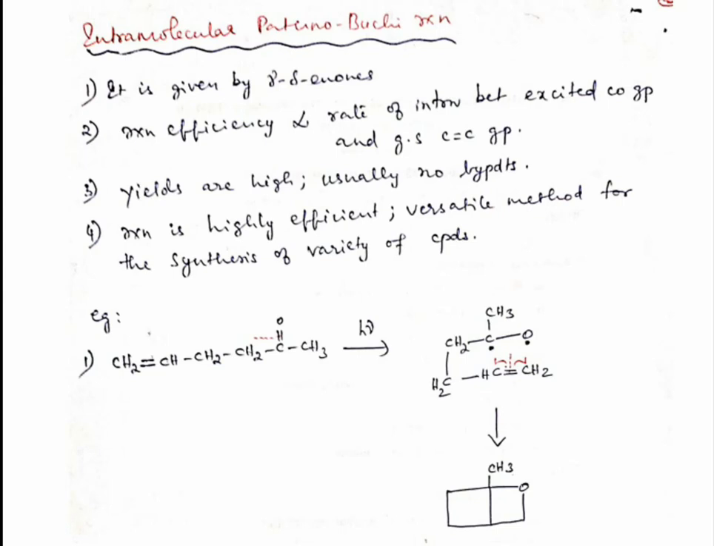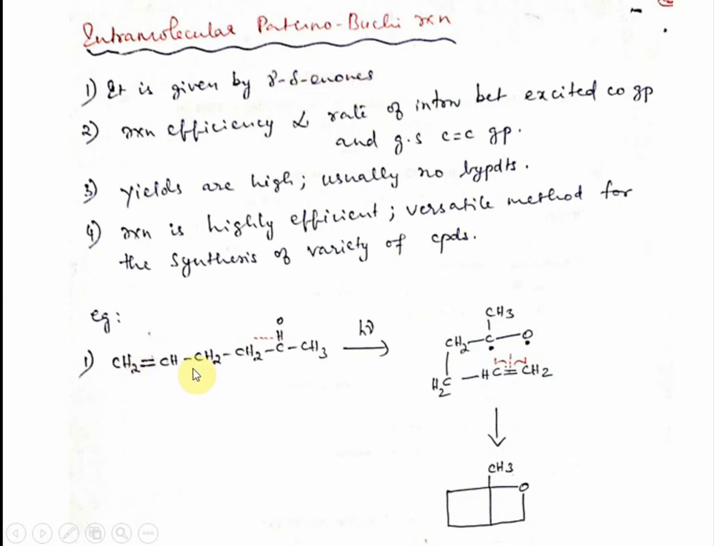What is intramolecular Paterno-Buchi? The two functional groups are present in the same substrate. What are the functional groups we need for Paterno-Buchi? One should be carbonyl compound, another should be alkene. If the carbonyl function and alkene function are present in the same compound, it will undergo intramolecular Paterno-Buchi reaction. So it is given by gamma delta enones.